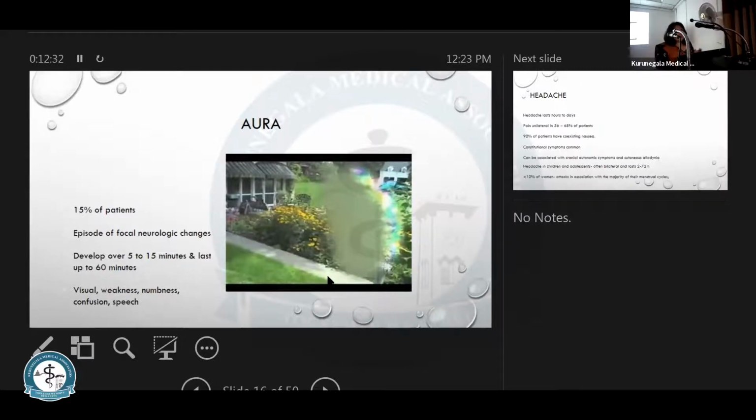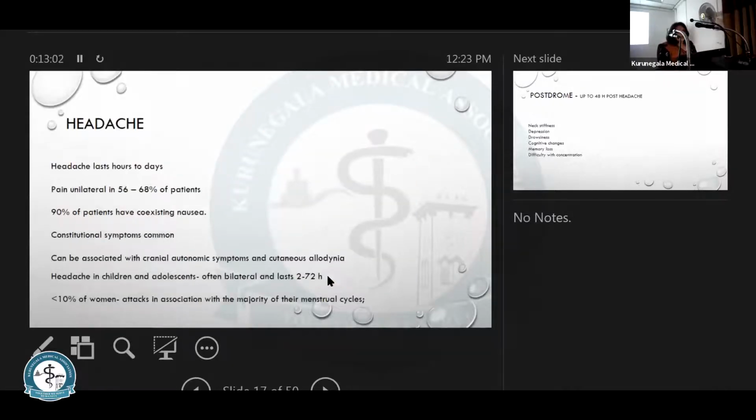And when they are associated with specific types of auras, the classification of migraine differs. If they're having motor aura, that is called hemiplegic migraine. When they are having retinal aura, it is called retinal migraine. And when they are having brainstem aura, that is called migraine with brainstem aura. The others, visual and sensory, are included in the common migraine with aura variety. The headache usually lasts more than 4 hours. But mind you, in children, it can last only around half an hour.